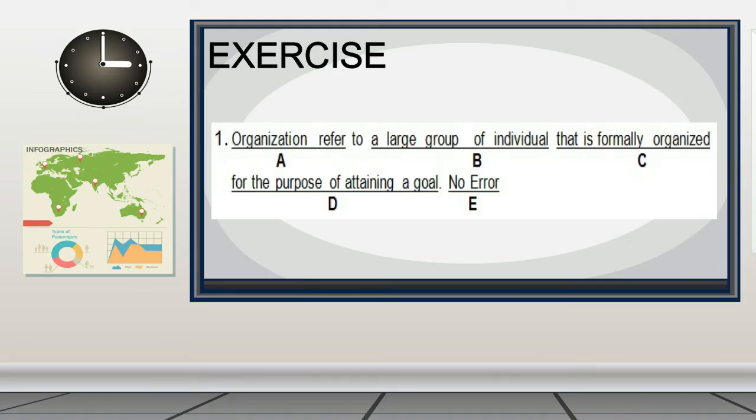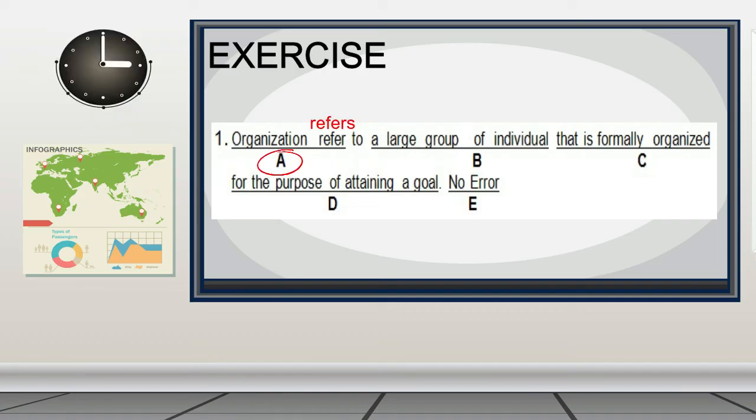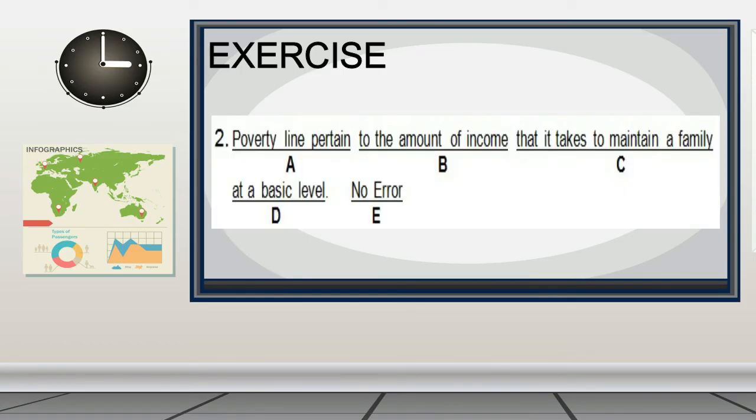1. Organization referred to a large group of individuals that is formally organized for the purpose of attaining a goal. Two, poverty line pertain to the amount of income that it takes to maintain a family at a basic level.